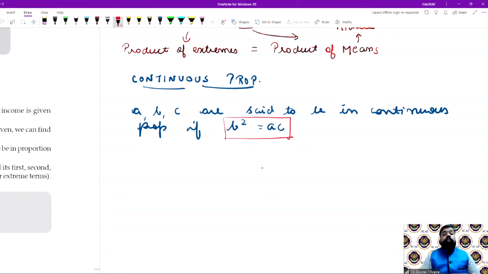So now what is the condition of continuous proportion? It is B square equal to AC. Now how has it come? Let us discuss that. Let's say A and B have a ratio, and on the other side B and C are in a certain ratio, and they are equal. The ratio of A is to B is equal to B is to C. Now applying the cross product rule, product of means is equal to product of extremes. So we multiply the middle terms, B into B, that is B square, and multiplying the extreme terms, it becomes AC. So B square is equal to AC.